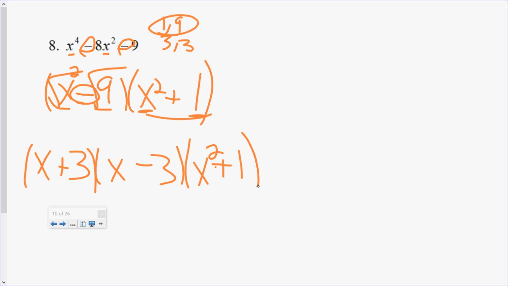That's your final answer. And a quick check with factoring. If I multiply all of these, I should end up with my first term. So x times x squared is x to the 4th. If you forgot to bring something down, you could have caught that mistake if you do that little quick check.